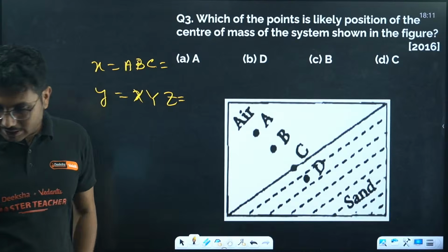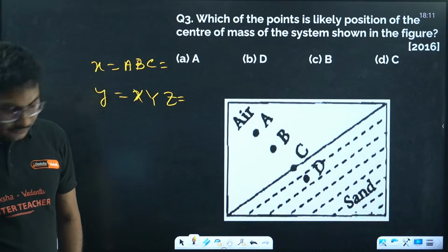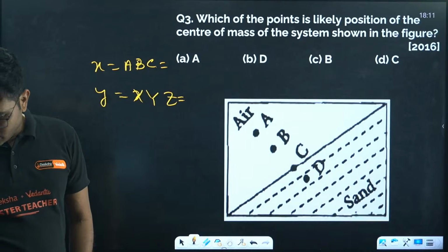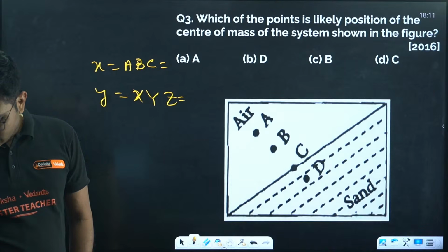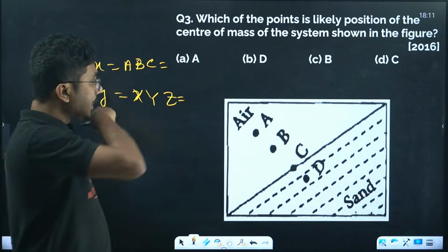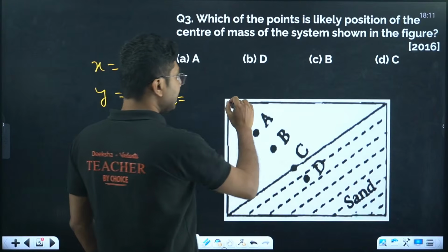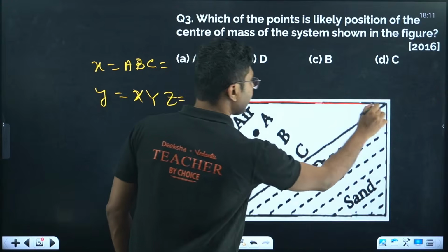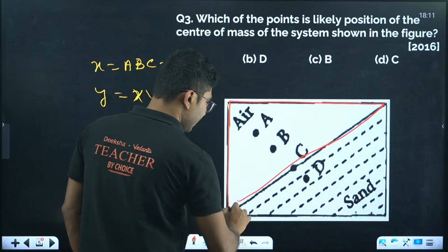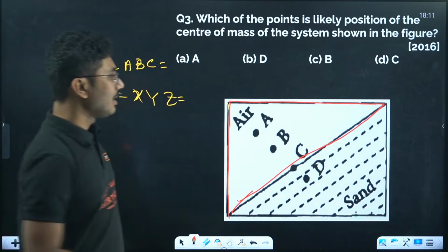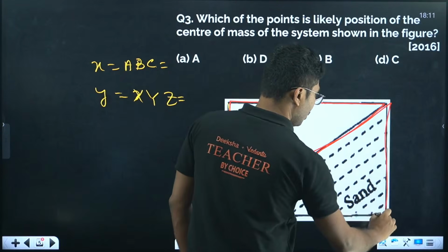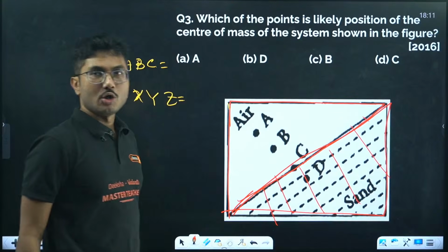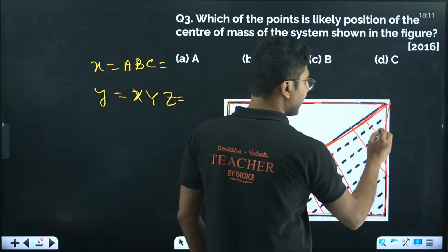Now answer this question. What is the answer to this question? Only a few answered this correctly. Okay, so here if you see, this portion of the object is air, this portion of the object is air. I will try to solve the questions a little faster today. So this portion is air, this portion is sand, right? So most of the mass of this object is located actually here.